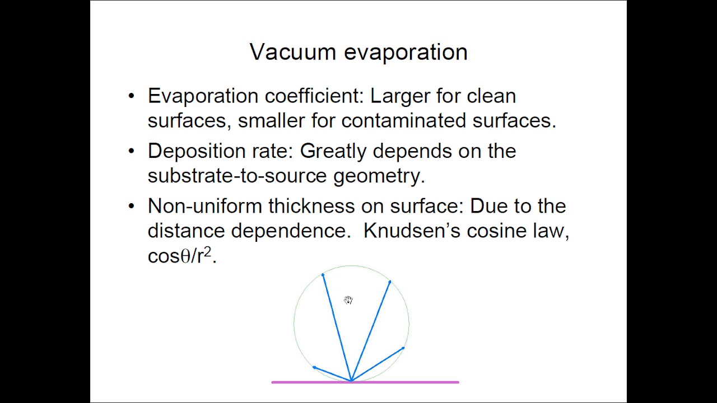As you can see, in different directions and different spaces, the thickness will be different for a given deposition rate. Okay, so in order to ensure a proper thickness, proper rotation of the substrate holder can do so. There will be a non-uniform thickness on the surface due to the distance dependence, which is set by the Knudsen cosine law, that is cos theta by r square.